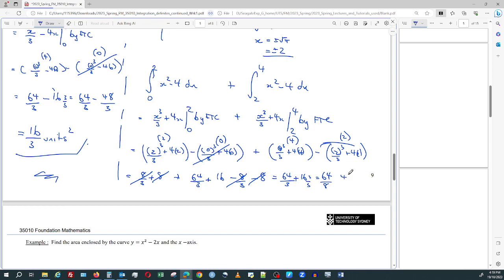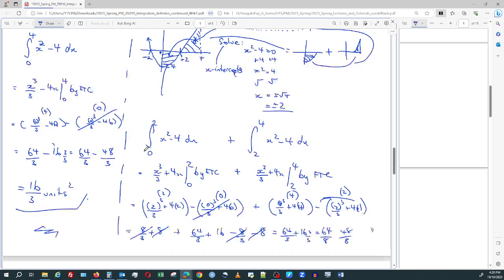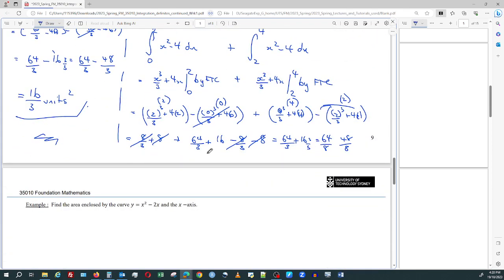And 48 over 8. And what did we do wrong? Well, we added them. Okay, we added them. So what we need to do is recognise that when we have negative areas, we've got to put a minus in. Okay, we've got to put a minus in.